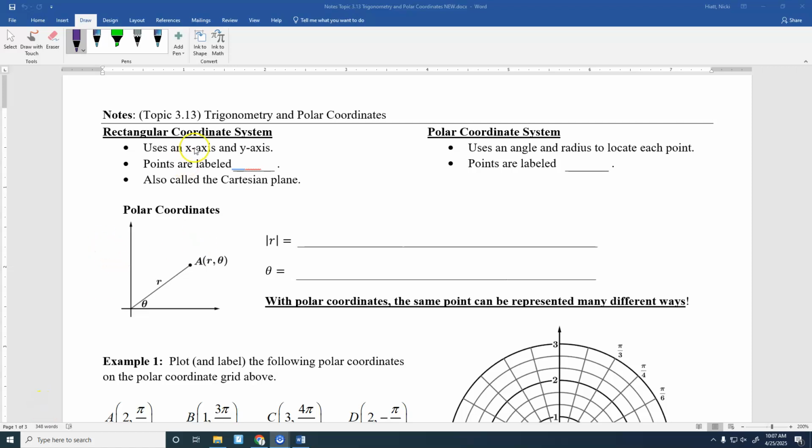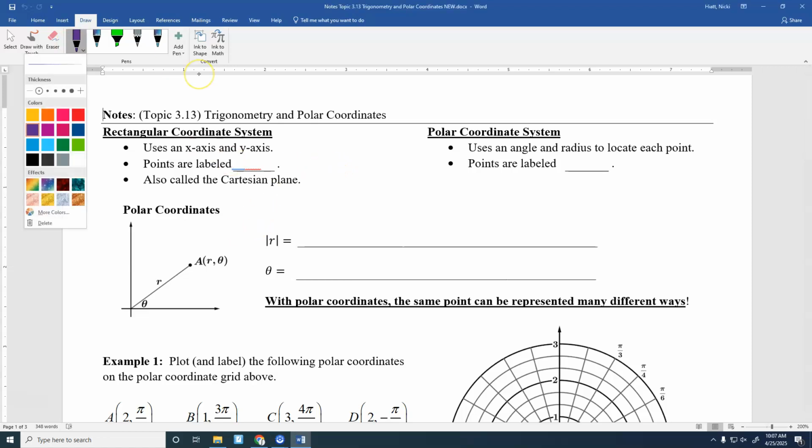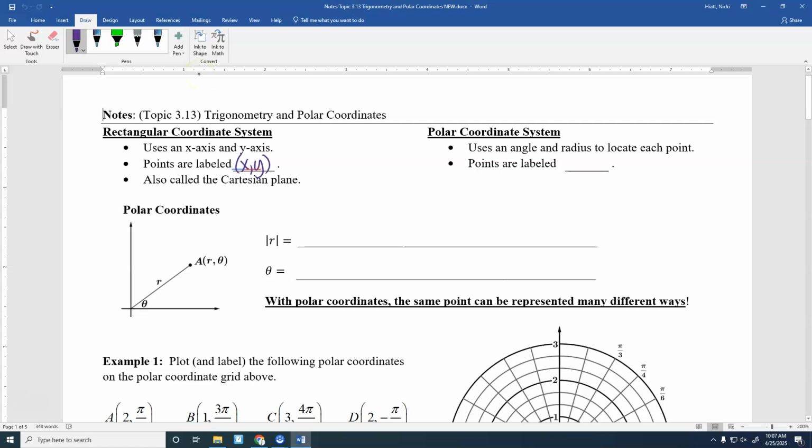All right, so pretty much everything you guys have done so far is in the rectangular coordinate system. So that is the regular XY plane. In this, your points are going to be labeled XY, right? This is also called the Cartesian plane, named after Descartes, who was like the first person to really use it. So that is pretty much all you've known as far as graphing things go.